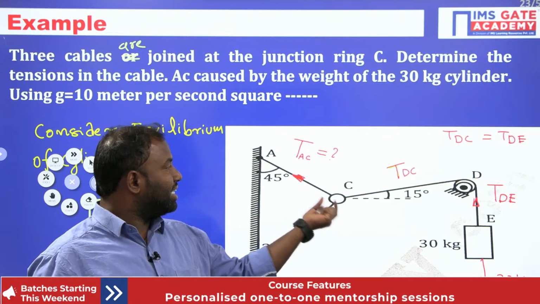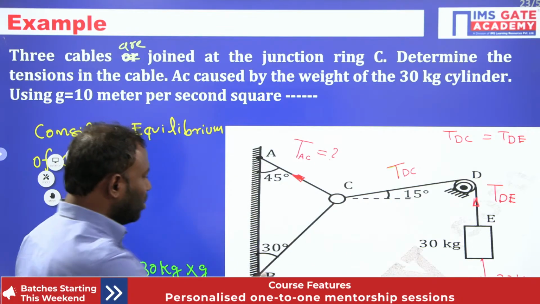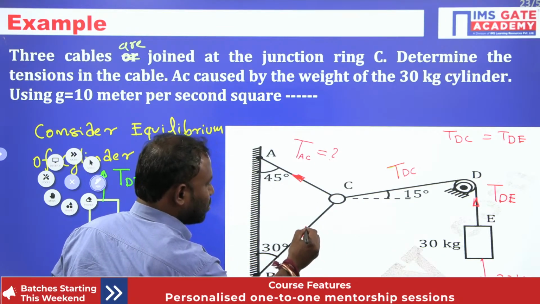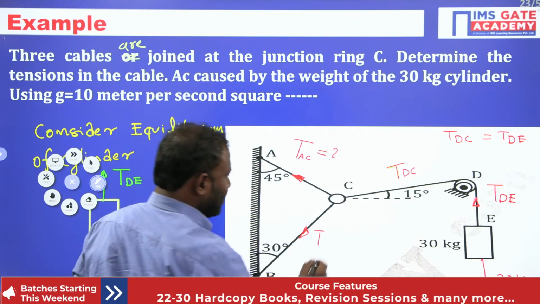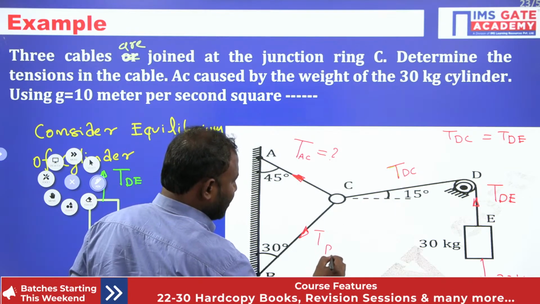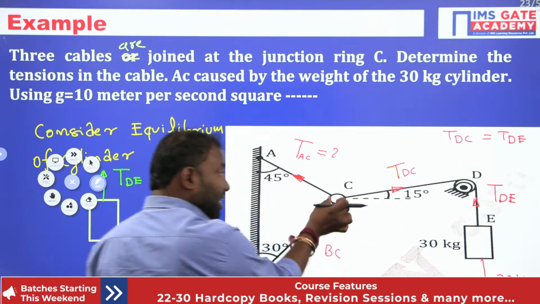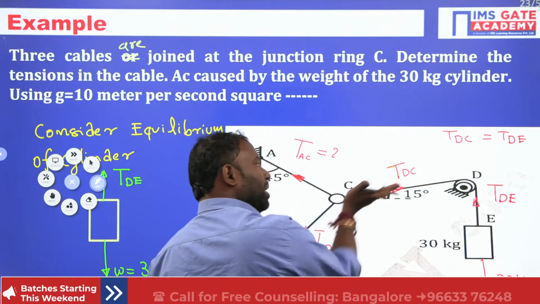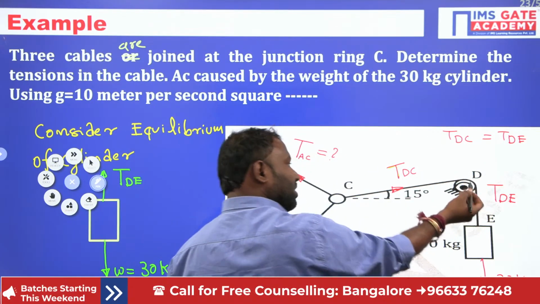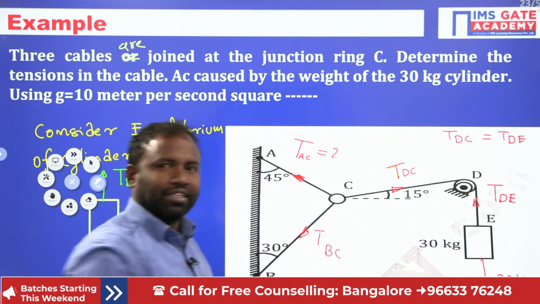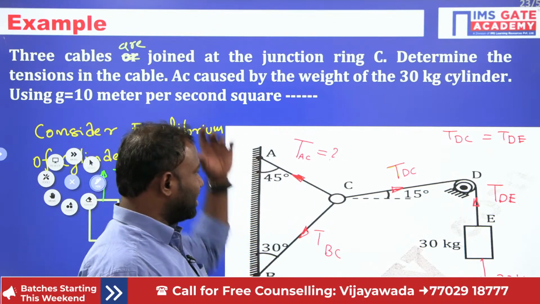Now you take that equilibrium case at C. So take the equilibrium at C. What is the tension here? It's going to be T BC. Now here this tension is going to act like this. If I consider over here, the tension is going to act like this. Hope you understand, guys.